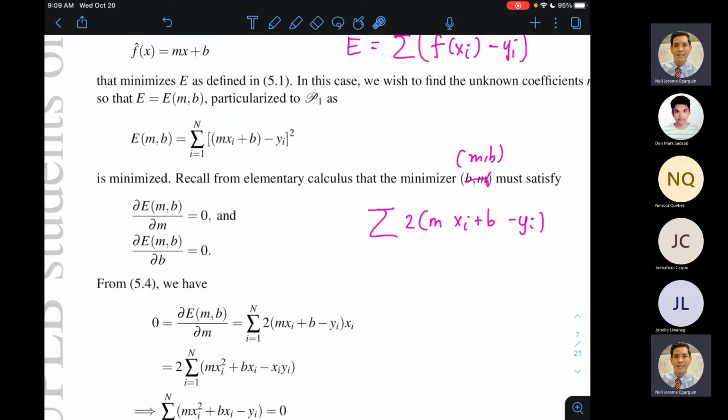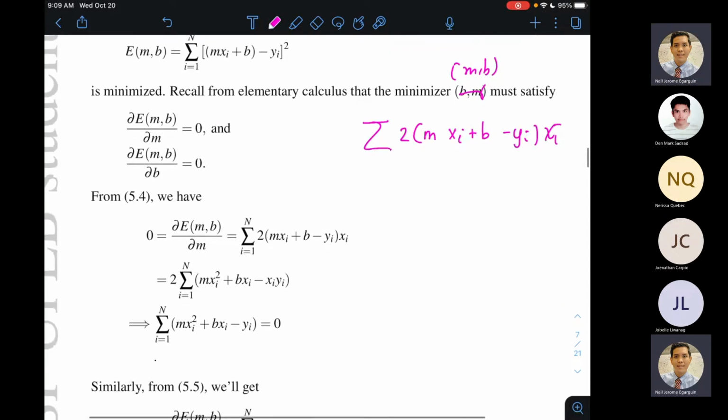Now, everything without an m will be treated as a constant. So the y sub i's are constant. B must be treated as a constant. Derivative ni mxi with respect to m ay equal lamang kay xi. So may multiplier to na xi. And that's what we got here. So this guy is direct computation of the partial derivative of E with respect to M.